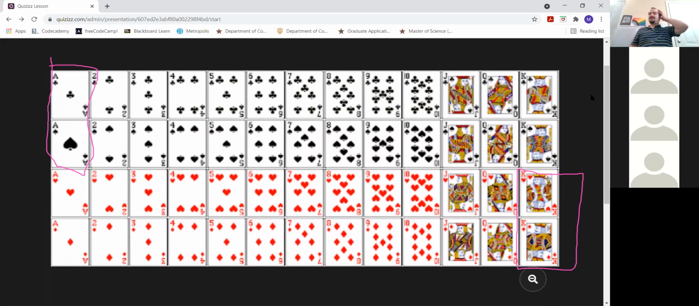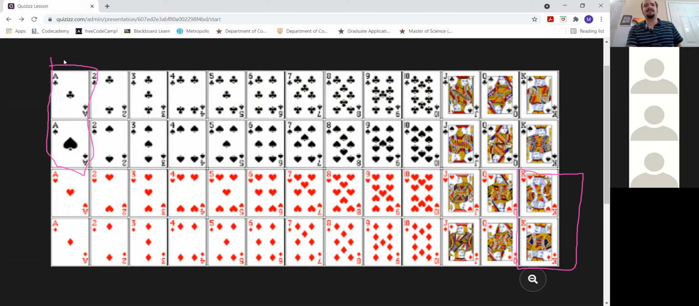Okay, so how many times does this occur? I want to either get a black ace or a red king. So how many cards am I talking about if I talk about black ace or red king? And then out of that, how many total cards are there?